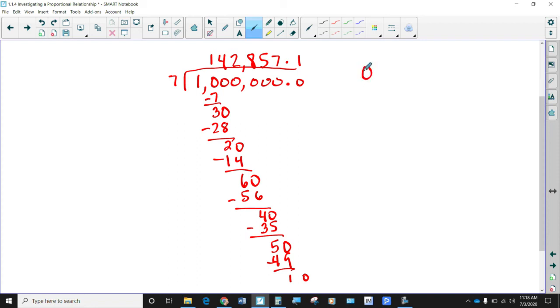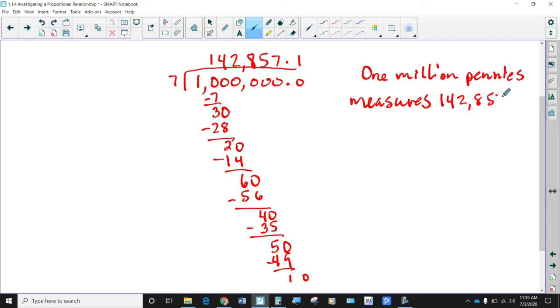A 1 million penny tower measures 142,857 centimeters.